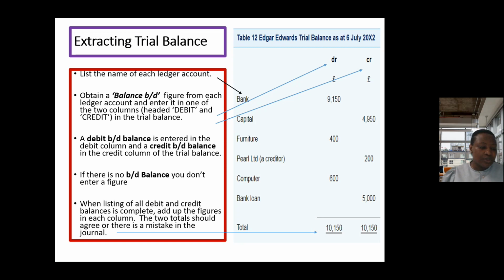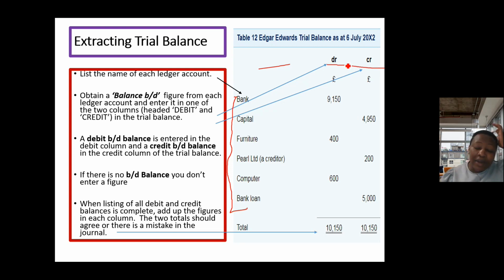So all of the closing balances of all of those ledger accounts is then what we have here as our trial balance. So this is the trial balance of this company as at 6th of July. This is the name of all of the ledger accounts, whether it's a bank ledger account, capital ledger account, and all of those, and these are the balances. Each of them could have been a debit or a credit balance.